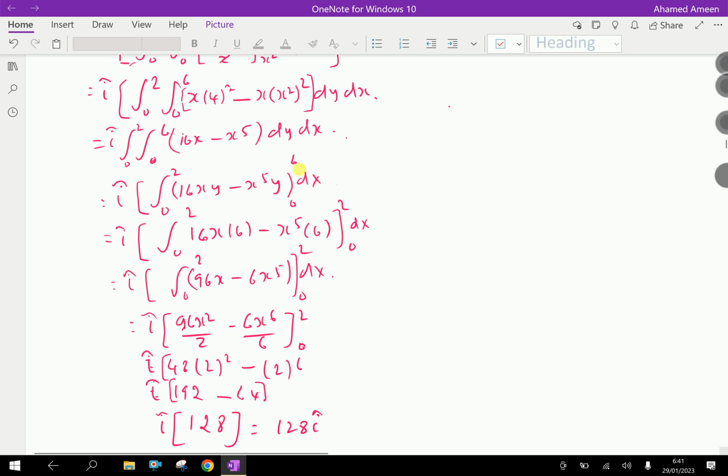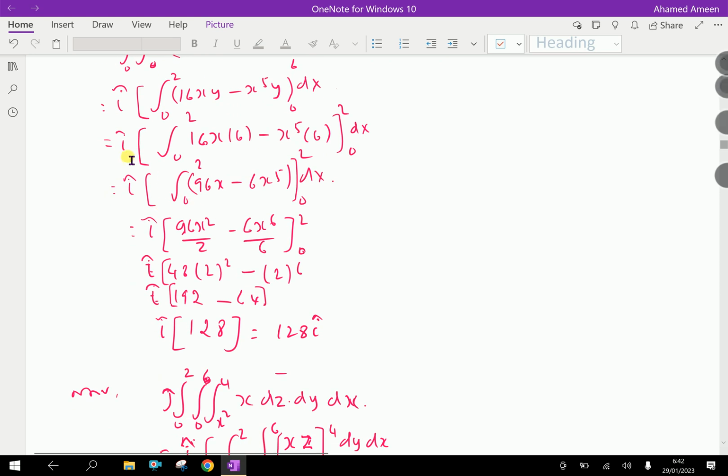Now we are applying the limits 6 and 0. Here y is 6 minus x to the power 5, and y is 6. So we are applying the limits 6 to 0, and we have 16x into (6 minus x) to the power 5 into 6. The 0 limit is not needed because when we apply 0 here, it becomes 0 only, so we are not showing the 0 limits.